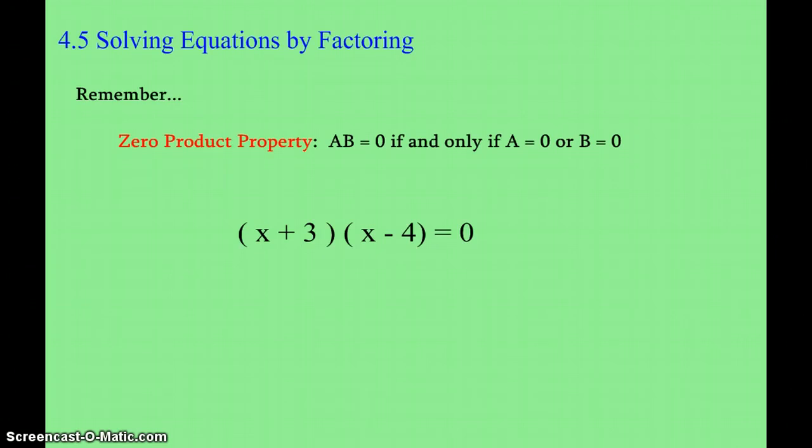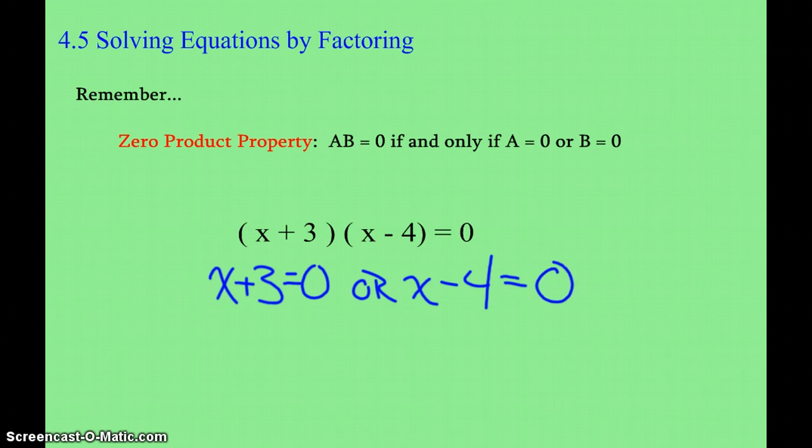The zero product property states that if you have a times b equaling 0, this can be true if and only if a is equal to 0 or b is equal to 0. Which means if you have a product, one of the two pieces has to be 0. For instance, in the example we have here, we have x plus 3, that quantity, times x minus 4 is equal to 0. Since we are multiplying x plus 3 and x minus 4, one of these two has to be equal to 0. So we would set them both equal to 0 to find solutions.